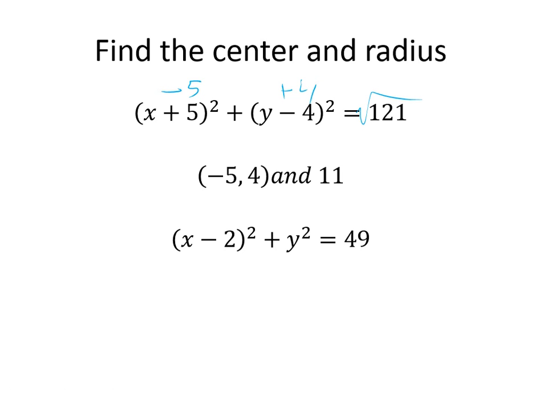The next one, we're going to change the sign here, so it'd be a positive 2. And then you look here and go, oh no, it's not doing anything, it's just y. Well, basically this is just saying y plus 0. So our other point's going to be 0, so we have 2 comma 0. Square root of 49 gets us our radius, which would be 7. And so that is our center and our radius, given the equation.